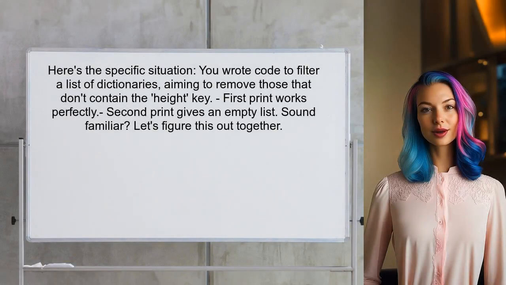Let's break down the specific situation you're dealing with. You wrote some code to filter a list of dictionaries, aiming to remove those that don't contain the height key. The first time you print the filtered result, it works perfectly. But when you try to print it again, you get an empty list. Sound familiar? Let's figure this out together.